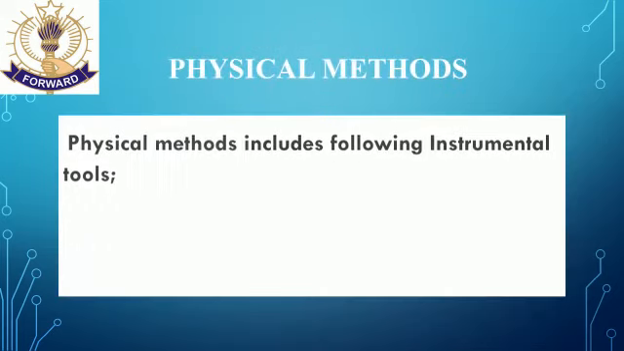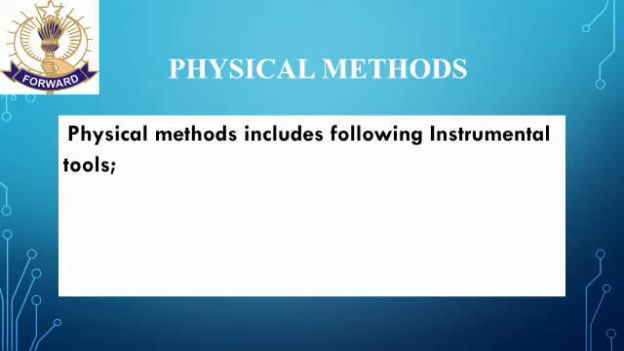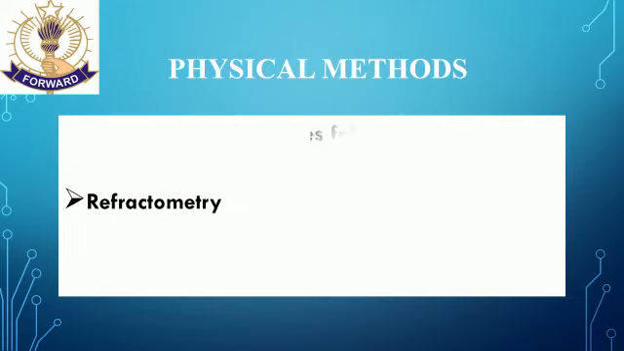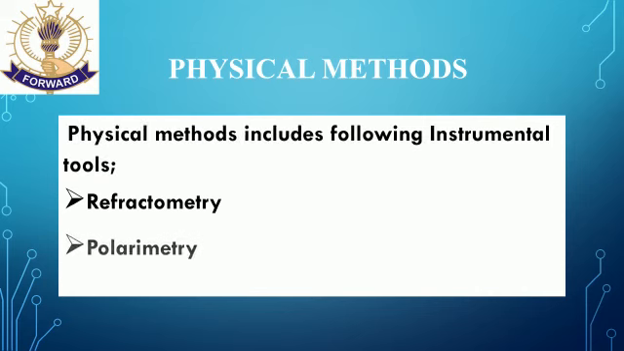Now, physical method. The word physical means that we can measure it through an instrument. So we have the following instrumental tools for equilibrium: refractometry and polarimeter. These are two instrumental tools by which we can find out the equilibrium in any chemical reaction.